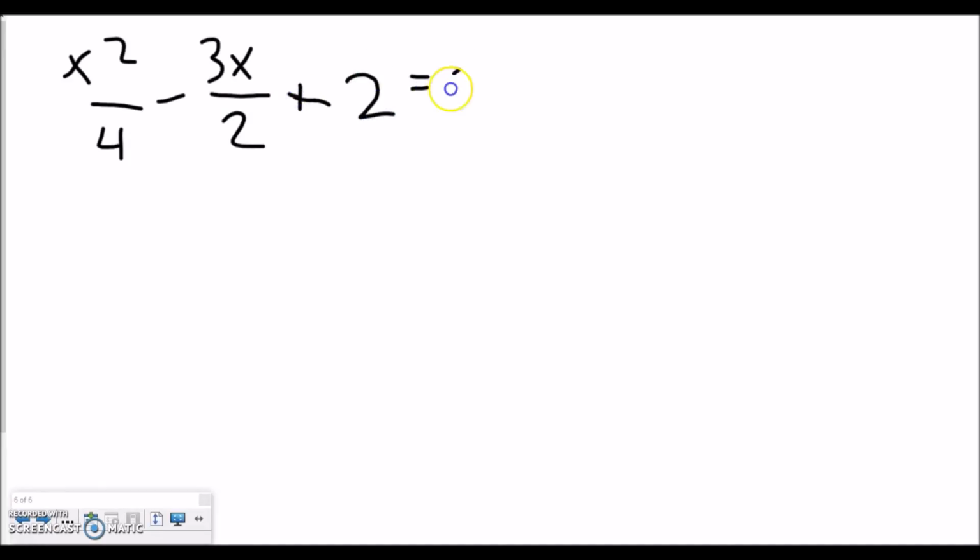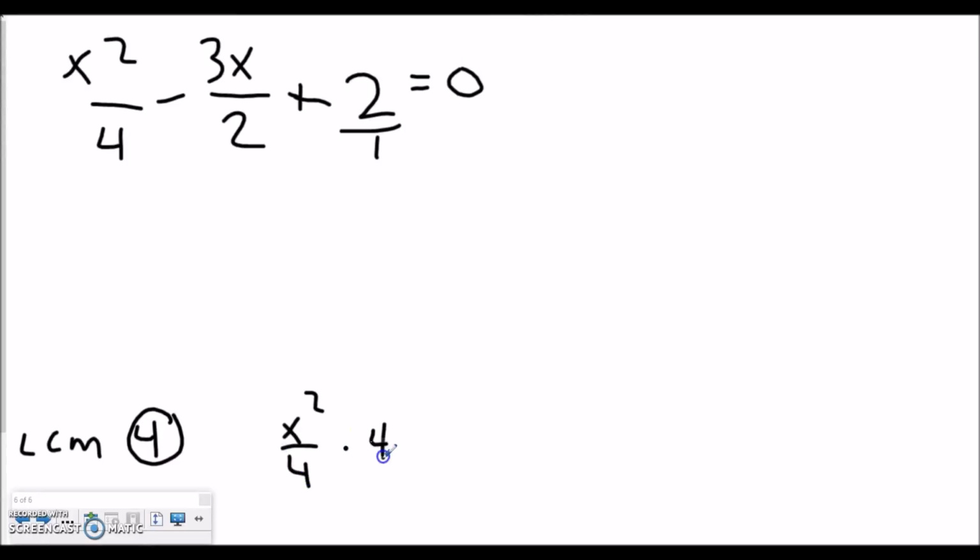That's a plus. So first we know that the 2 isn't a fraction, but it's really just hiding over a 1. Now let's find the least common multiple. I'll start with the biggest number, 4. And I say, does 4 work for 4, 2, and 1? Absolutely it does. So my least common multiple here is 4. Take each fraction times the LCM. Here the 4's cancel, leaves me with just an x squared.